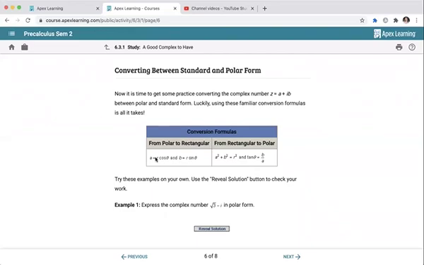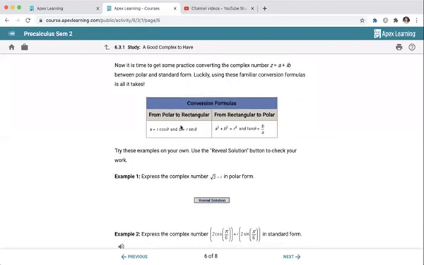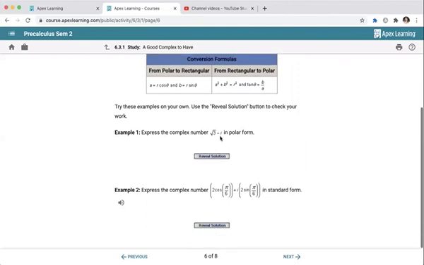We know this relationship, and from this relationship we can go forward. Same thing here, if we're going from rectangular to polar, understanding this relationship, we can do that. So if I have this complex number, square root of 3 minus I, they're asking us to express it in polar form. Our A value is going to be the square root of 3. Our B value is going to be negative 1.